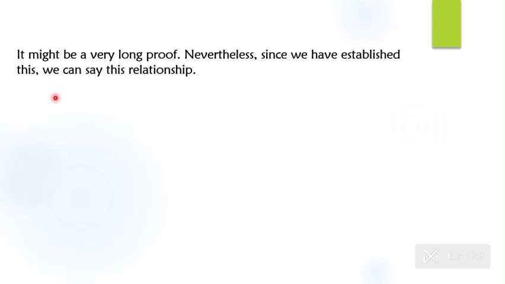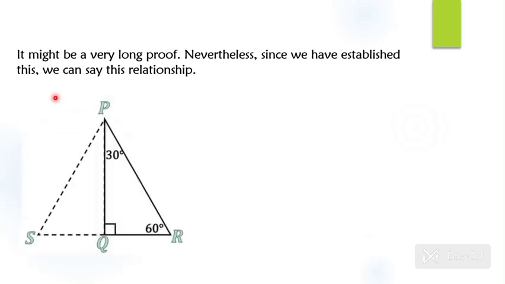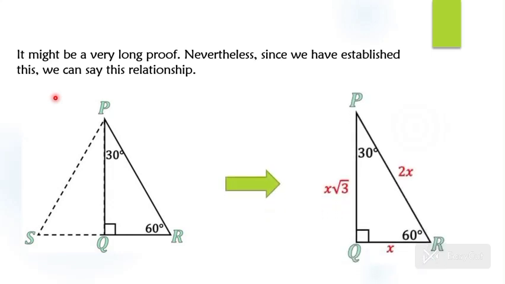It might be a very long proof. Nevertheless, since we have established this, we can say this relationship. So from the original and constructed triangle where we can create an equilateral triangle, we can have this triangle PQR, where the hypotenuse PR is 2x, our PQ is x square root of 3, and our QR is x. So to know this, we can have our example here.